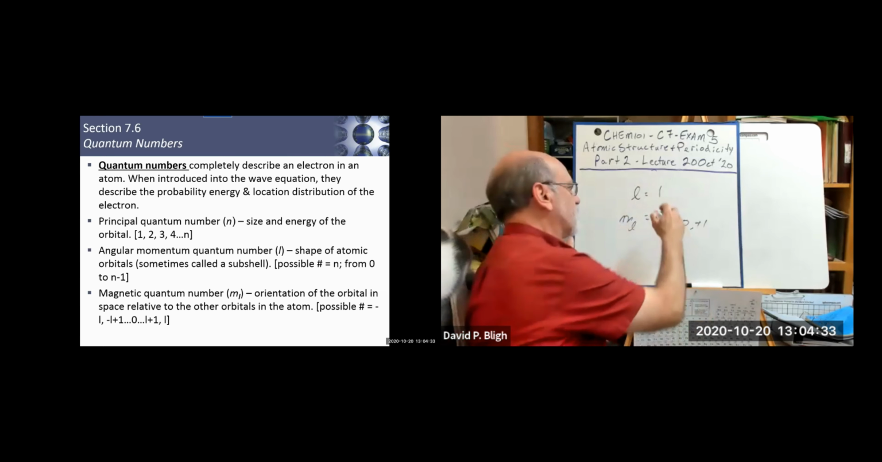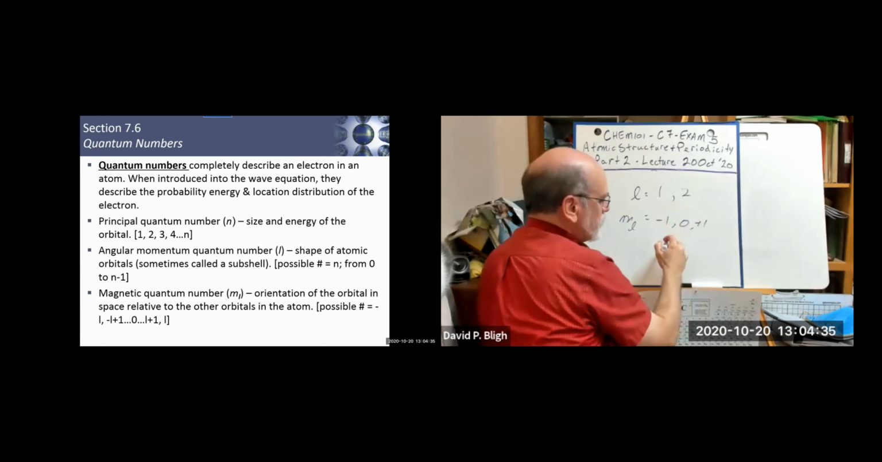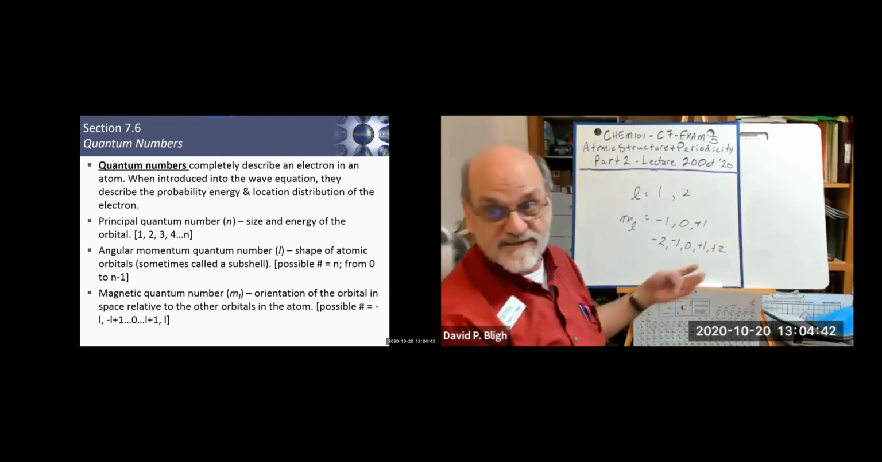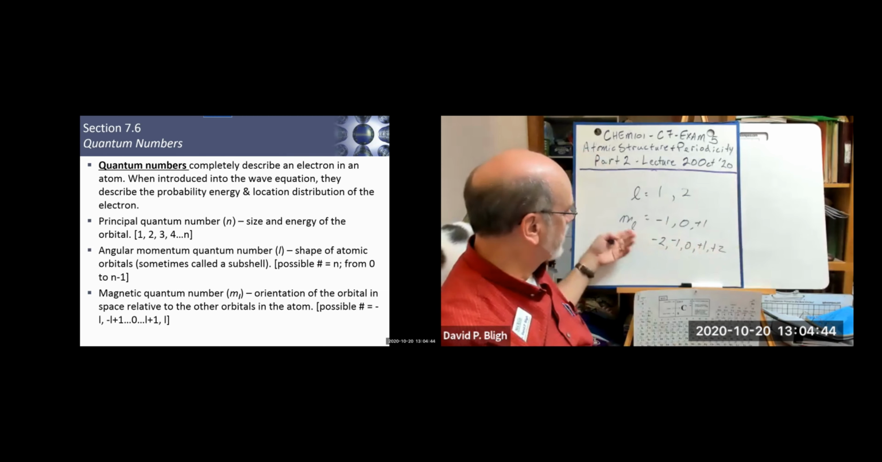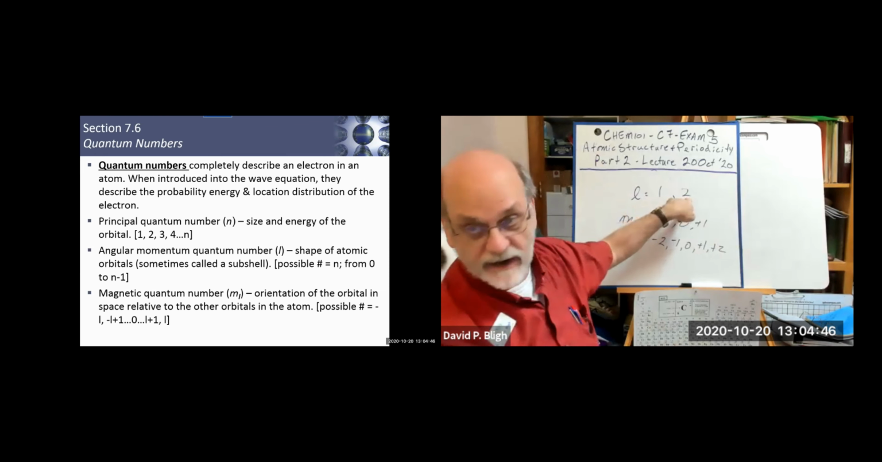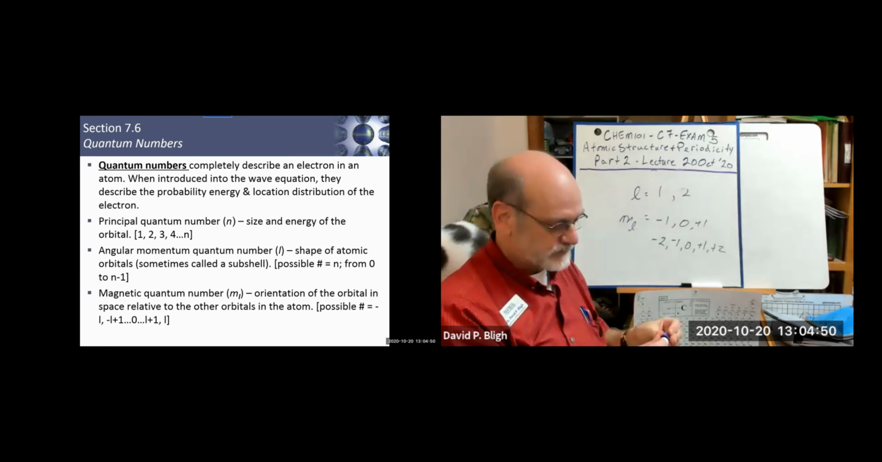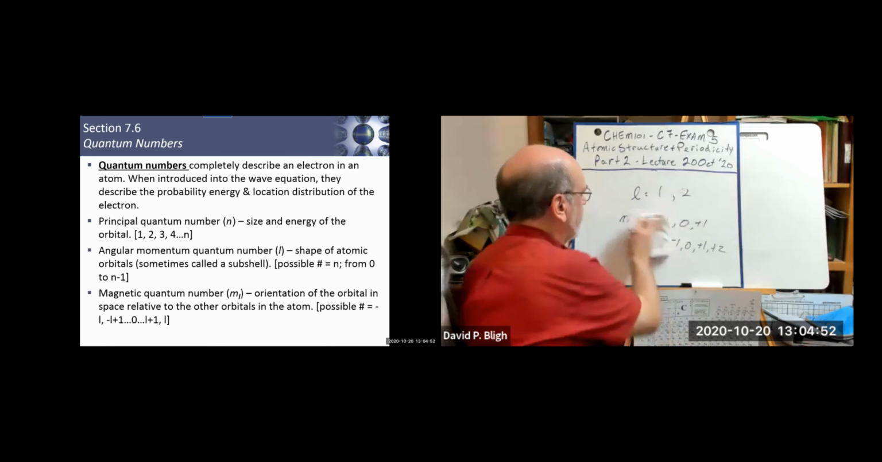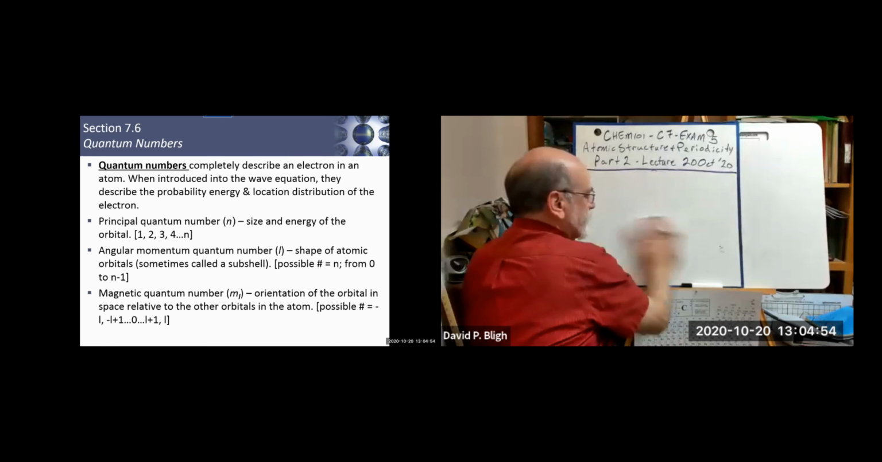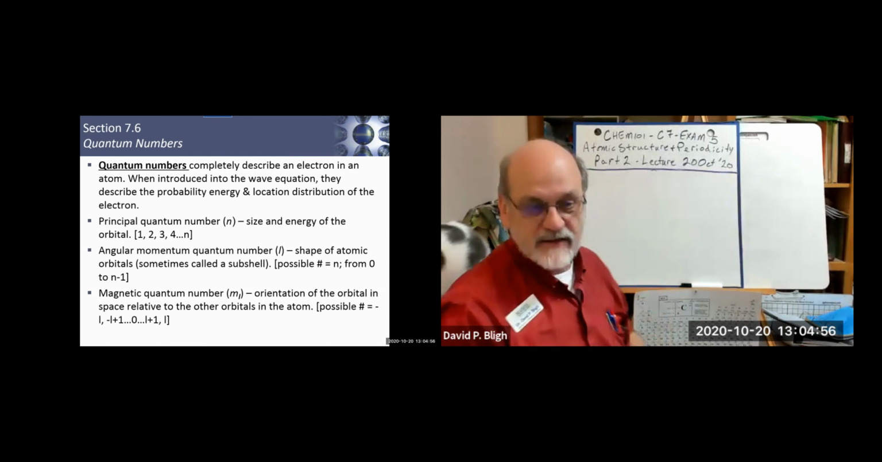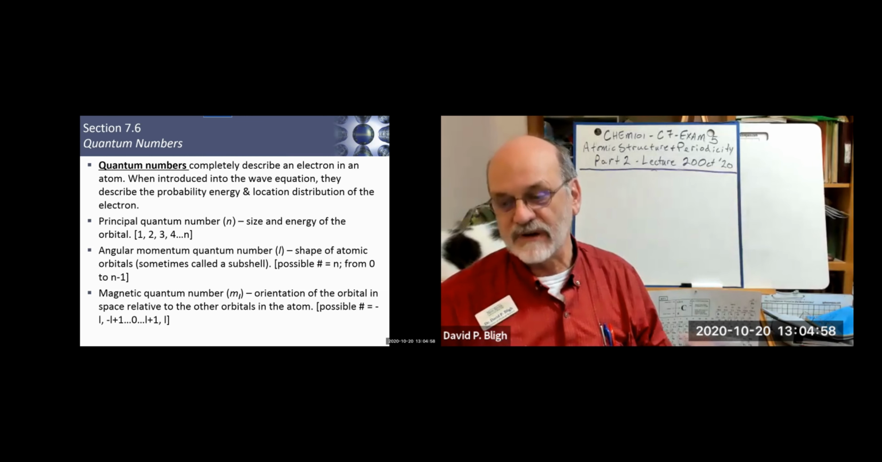Let's go ahead and do 2. If you had 2, then you could have -2, -1, 0, +1, +2. So you could have 5 possible m sub L's out of this 1 L value. So that's 3 of them. Actually, the 4th one is the simplest.